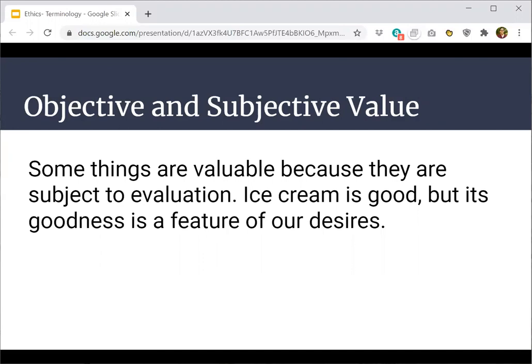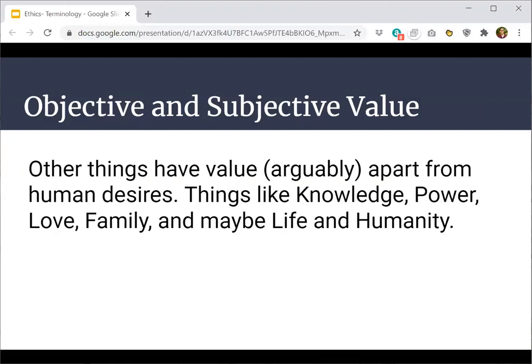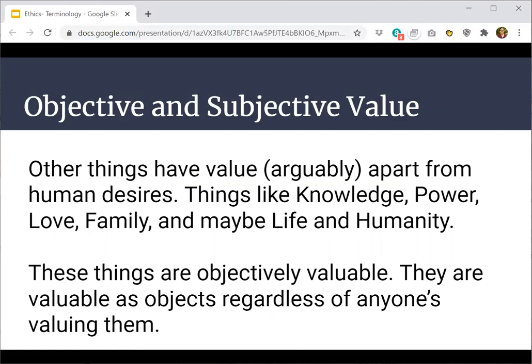For example, ice cream. Ice cream is good, but its goodness is a feature of our desires. Ice cream is good because it is subject to our evaluation. We evaluate it well, we say that it is good, and so it is good. We value ice cream because of its value to us. Other things have value, arguably, apart from human desires. Things like knowledge, maybe power, love, family, human life, humanity itself. These things are objectively valuable. They are valuable as objects regardless of anyone's valuing them.